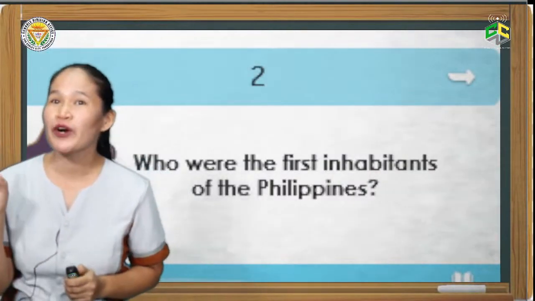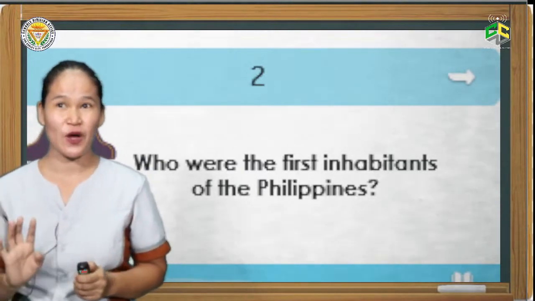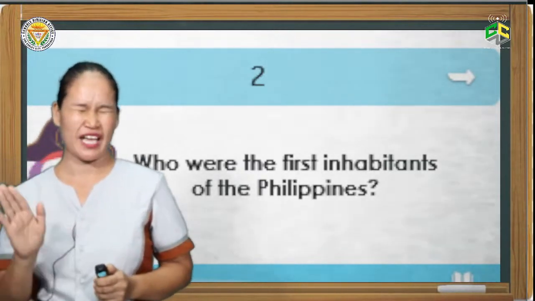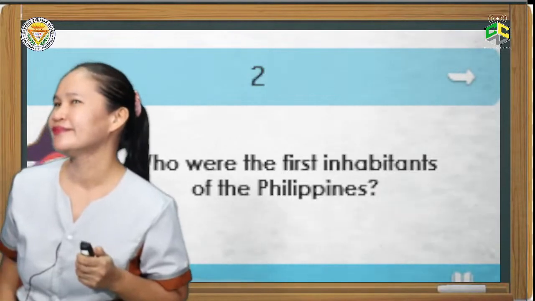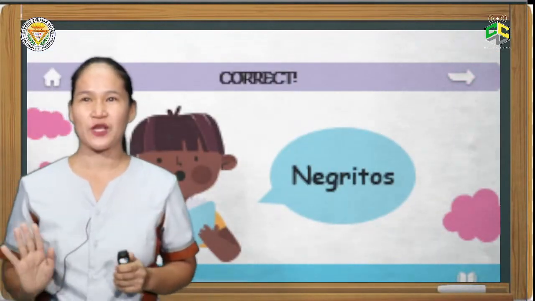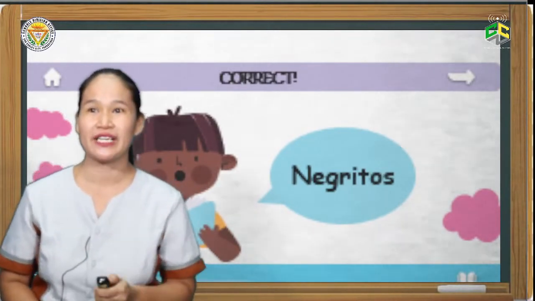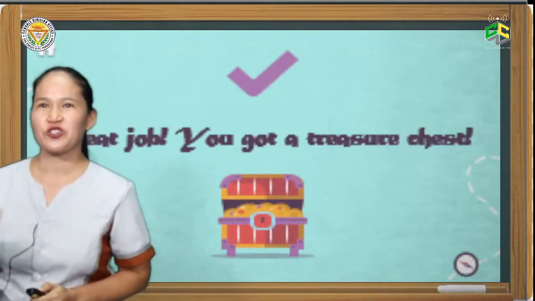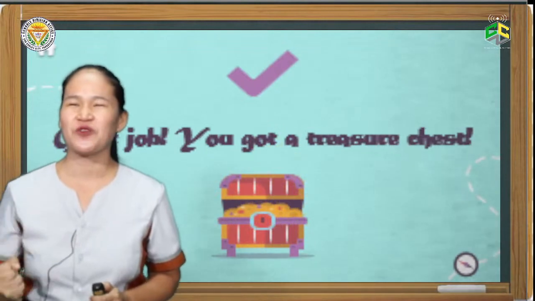Now, who were the first inhabitants of the Philippines? That is my second question. Yes, correct. The first inhabitants of the Philippines were the Negritos. Great job! You got a treasure hunt.